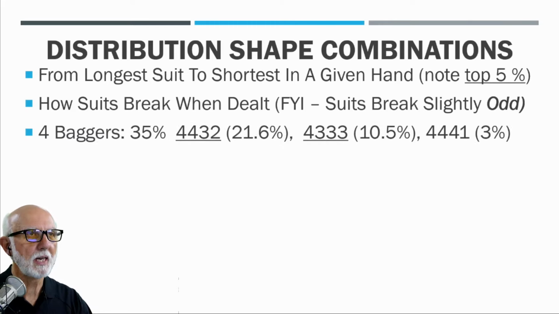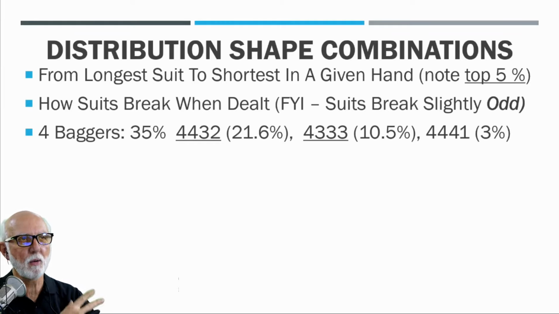So let's first of all take a look at the suits that have just 4 in length. We don't have a 5-card suit or the suit breaking around the table. Nobody has 5 of them. So that's 35% of the time, about 1/3 of the time. And the most common for the 4 baggers is a 4-4-3-2. Yeah, it kind of breaks somewhat evenly, but just a little bit off. So that's 21% of the time. Next, how about a 4-3-3? That's not a good shape. We'll talk about that in a minute. It's only about 10.5. Let's call it 10%.